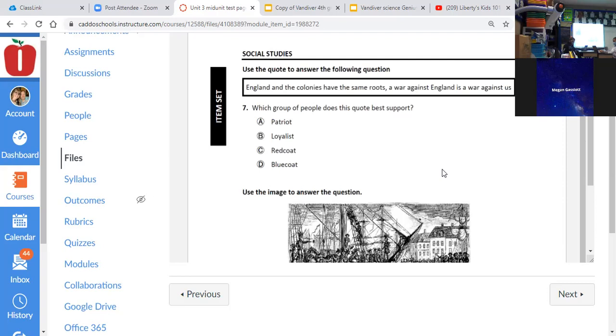It is a loyalist. It would not be a redcoat because a redcoat would be an English person. And that quote says England and the colonies have the same roots. A war against England is a war against us. That would not be an English person saying that. That's coming from the point of view of a person that is loyal to England, but not a person living in England. Okay, so that would be loyalist. It'd be B. Good job, Allie.